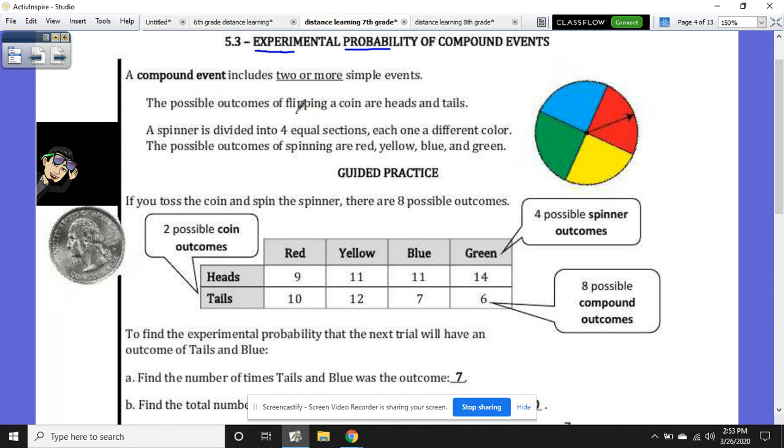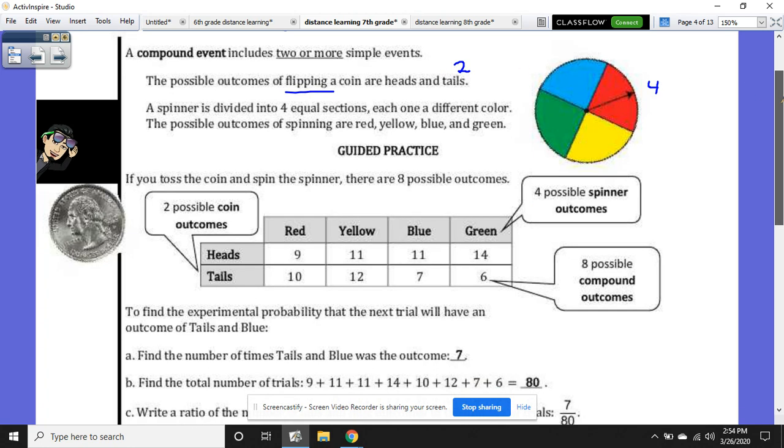Now, the possible outcomes of flipping a coin are heads and tails, which is 2 outcomes. A spinner is divided into 4 equal sections, each one a different color: blue, red, yellow, green, right? Here they are: red, yellow, blue, green. So this one would have 4 different possibilities, right? Coin only has 2, the spinner has 4.